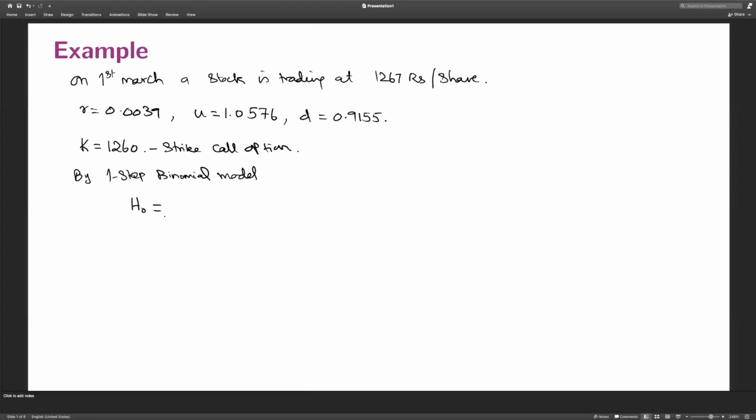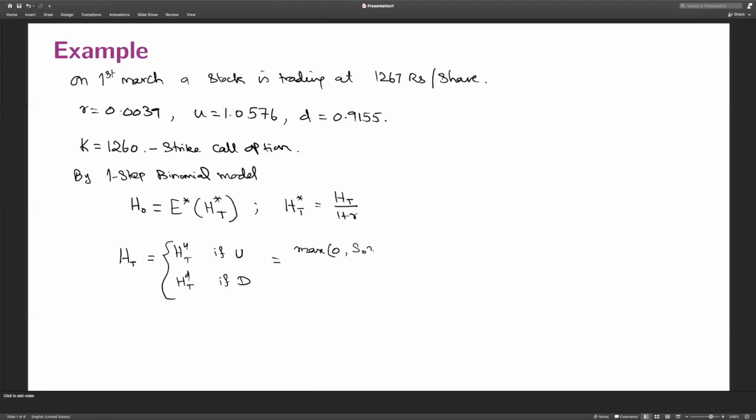By the one-step binomial model, the price of the option is given by E star of H star T, right? What is H star T? It is nothing but the discounted payoff. Now, what is the payoff? Let us see first. Payoff HT is given by HUT if you get an upward movement in the stock, and HDT if a downward movement comes, right? So that is nothing but, since it is a call option, we have maximum of 0, S naught U minus K if upward movement is there, and maximum of 0, S naught D minus K if the downward movement is observed in the stock.